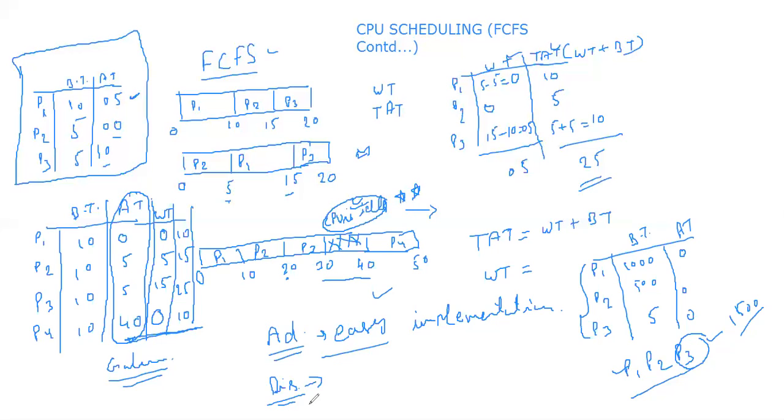And again, once a disadvantage appears, it becomes another algorithm. So on the basis of the disadvantage, we will pick our next algorithm, that is SJF, shortest job first. So in the next lecture, we will discuss SJF.